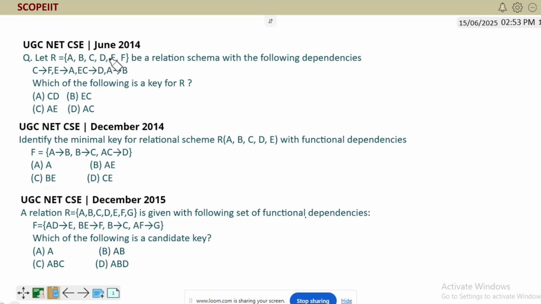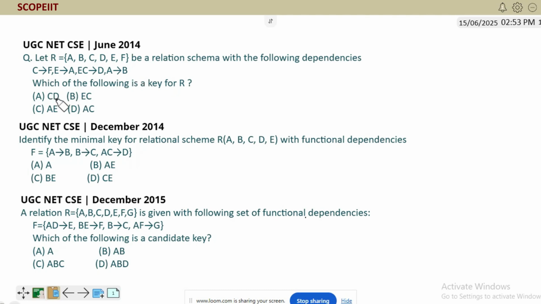Now the question is, let the relation A, B, C, D, E, F be the relational schema with the following dependencies. So these are the functional dependencies they have given: C to F, E to A, EC to D, and A to B. The question is, which one of the following is a key? I already explained, if they ask you to find the key, it is nothing but the candidate key. Now, how to find the candidate key?